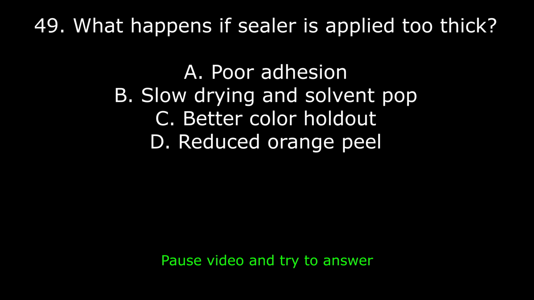49. What happens if sealer is applied too thick? A. Poor adhesion. B. Slow drying and solvent pop. C. Better color holdout. D. Reduced orange peel. The answer is B. Slow drying and solvent pop. Explanation: thick sealer traps solvents that later form bubbles.